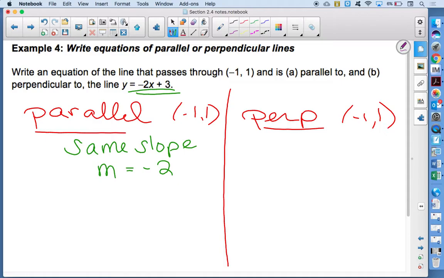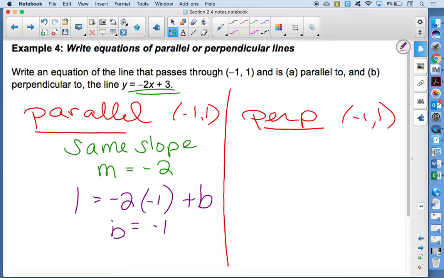And then whichever form you want to use, you need to take the point negative 1, 1 and this slope and create a new line. So if I use slope-intercept form, I would say 1 equals negative 2 times negative 1 plus b, and then you'd come up with your b value, and that's negative 1.